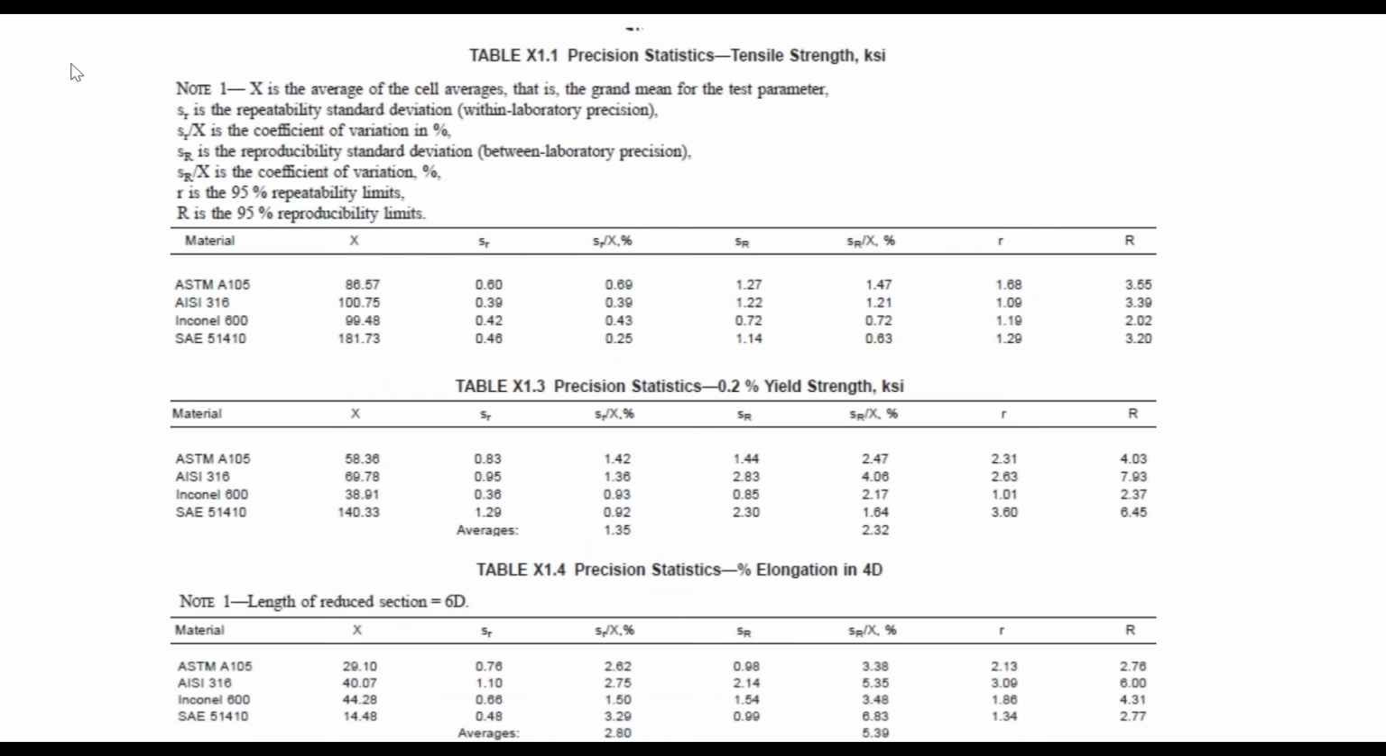ASTM evaluated test uncertainty. In ASTM E8, they have a series of tables on precision, and precision is really a measure of test uncertainty. So the little s_r is the standard deviation for repeatability. Little s_r is repeatability. Capital S_R is reproducibility. This is within lab. This is between lab.